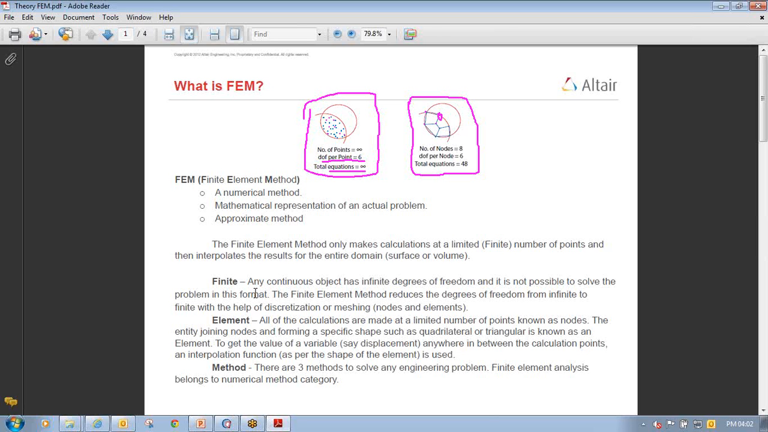We'll explain one by one what is finite. Any continuous object has infinite degrees of freedom, and it is not possible to solve the problem in this format. The finite element method reduces the degrees of freedom from infinite to finite with the help of discretization, or meshing, into nodes and elements. All the calculations are made at a limited number of points known as nodes. The entity joining nodes and forming a specific shape such as quadrilateral or triangular is known as an element. To get the value of a variable, say displacement, anywhere in between the calculation points, an interpolation function as per the shape of the element is used. In this way, the software calculates the result for the entire domain. There are 3 methods to solve any engineering problem, and finite element analysis belongs to the numerical method.